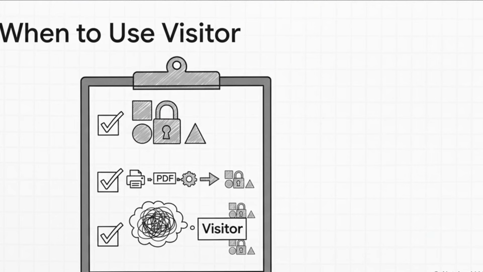So let's just recap. When should you reach for this pattern? Here's the cheat sheet. Use it when you have a stable set of classes that you really don't want to change. Use it when you need to perform lots of different and unrelated operations on those classes. But, and this is a big but, there is a trade-off. If you find yourself adding new element types all the time, this pattern can actually be a pain, because you'll have to go update every single visitor. It really shines when the objects are stable and it's the operations that are changing.